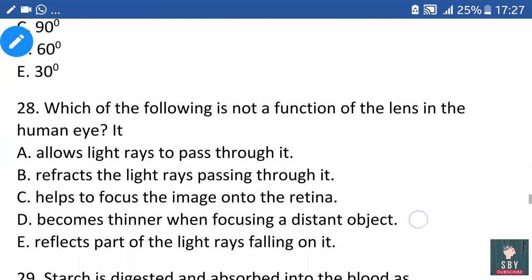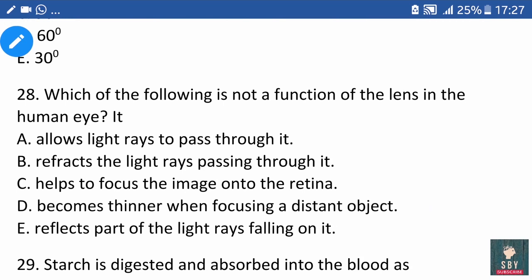Which of the following is not a function of the lens in a human eye? It allows light to pass through it. It refracts the light rays passing through it. It helps to focus the image onto the retina. It becomes thinner when focusing a distant object. It reflects parts of the light rays falling on it.